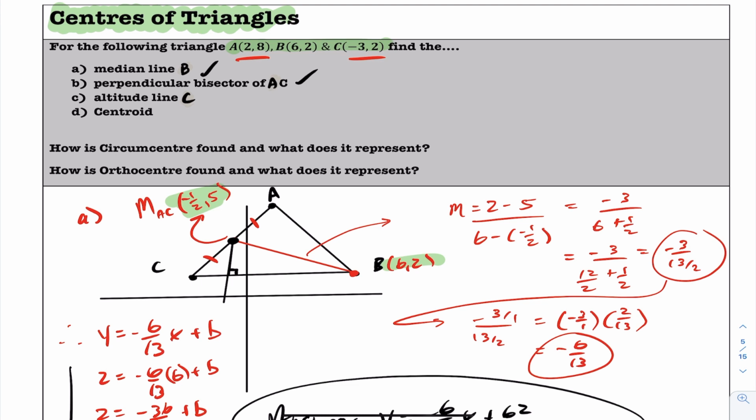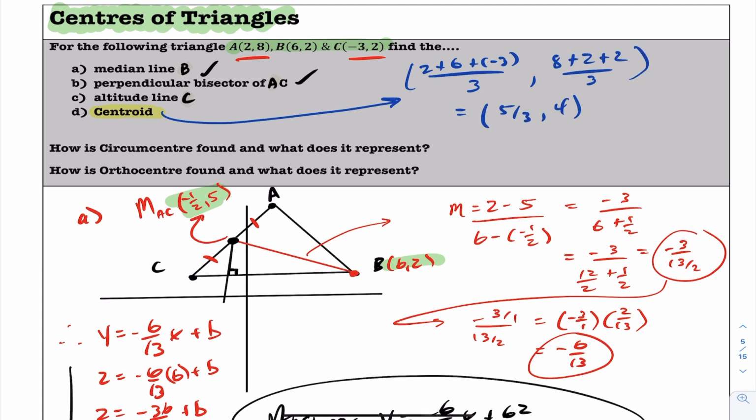Okay, I just want to wrap up the centers of triangles review. Finishing this off here, we asked what's the centroid? There are two ways you can find the centroid. One way is by intersecting any two median lines. A quicker way is to average out your x's and average out your y's. In this case, my x's would be 2 plus 6 plus negative 3, divided by 3 to average it out. And then my y's would be 8 plus 2 plus 2 divided by 3, in which case we end up getting 5/3 and 4.